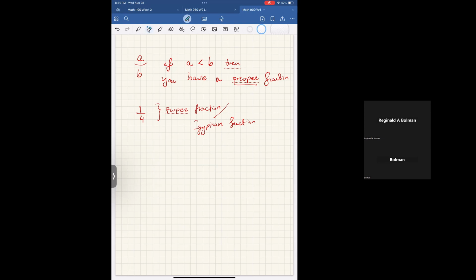Note that an Egyptian fraction is just a special type of proper fraction. Not all proper fractions are Egyptian fractions. The Egyptian fraction is specifically 1/3, 1/4, 1/2, 1/6, and so on and so forth. So these would all be proper fractions, but they would also be what are known as Egyptian fractions.